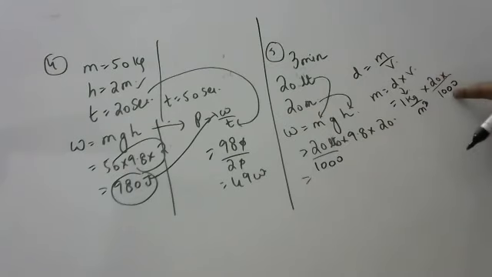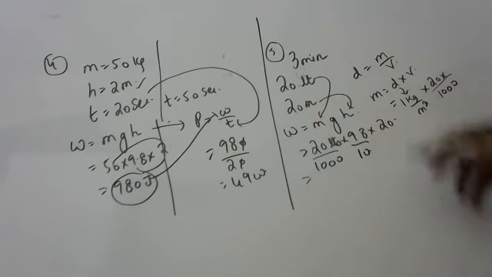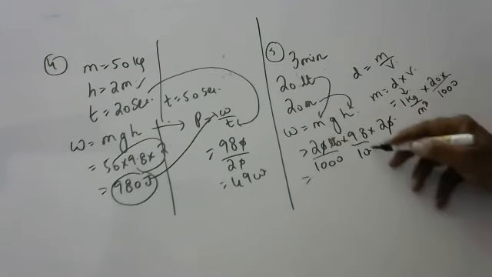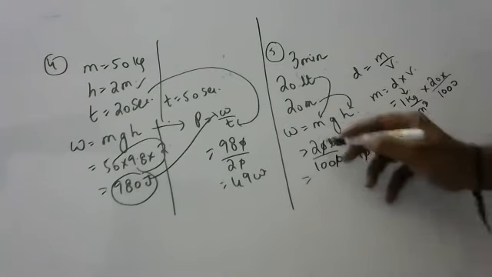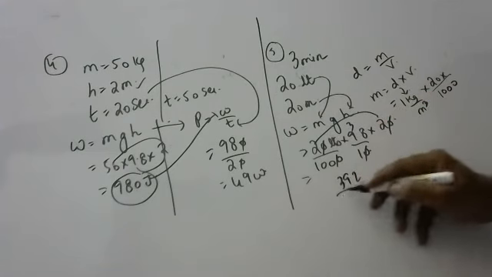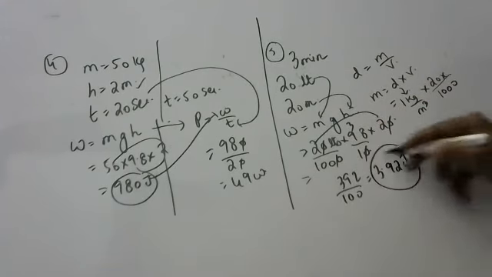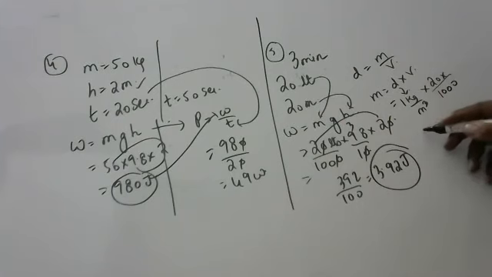Because 20 liters is the mass. Okay, let's do the multiplication, children. So the work comes to 3920 joules. If ever anyone asks you power, power is work by time. Power is work by time.